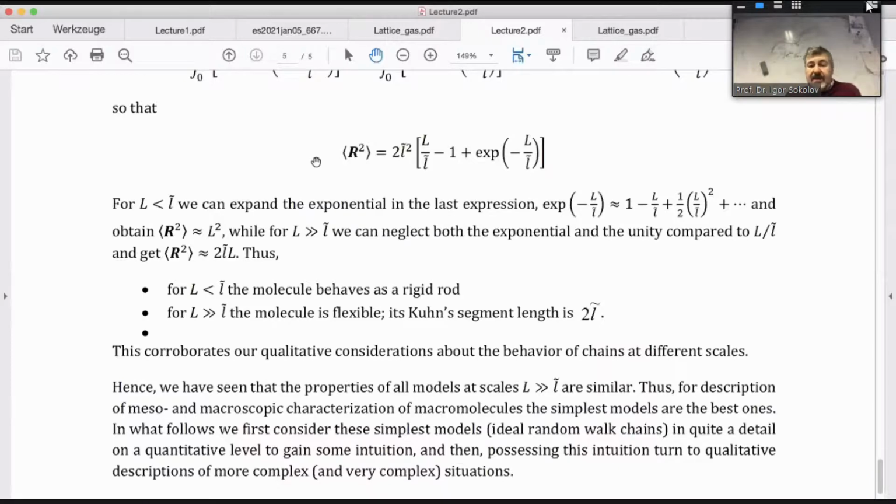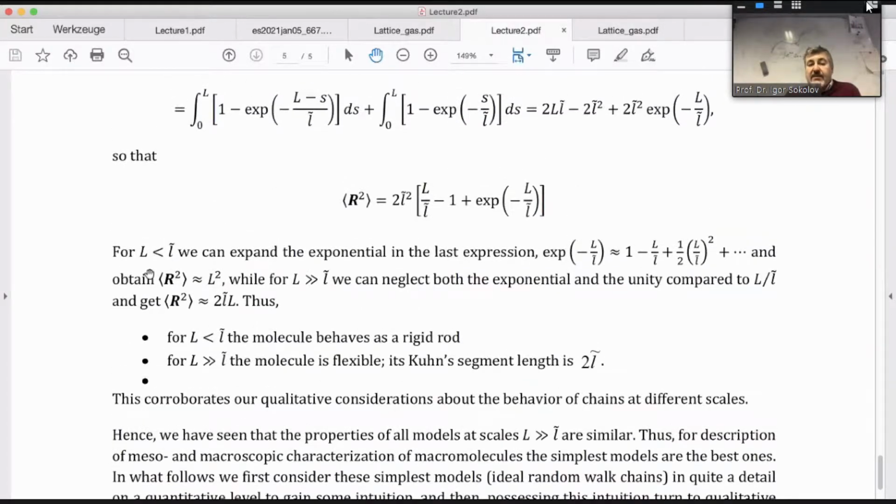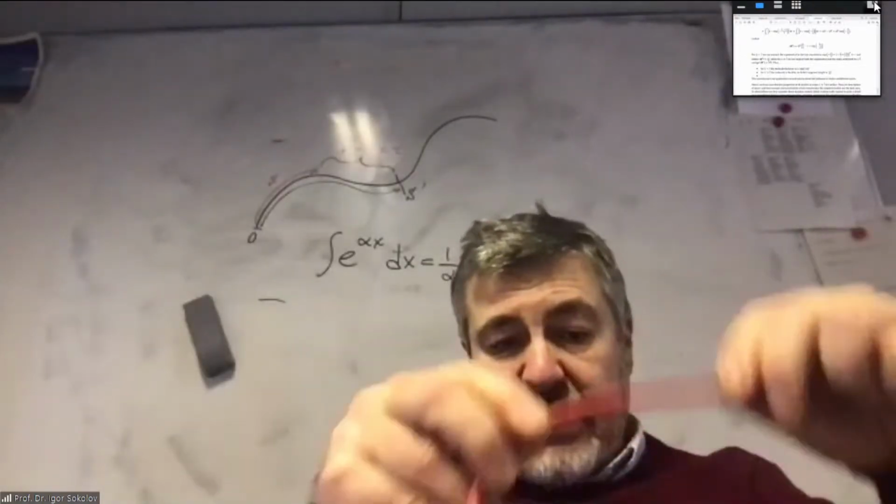And now let's have a look at the limiting behaviors. If the length is smaller than the corresponding persistence length, then I expand the exponential. This is small, and the exponential is 1 minus L over L tilde, and then this quadratic term comes, and essentially R squared is L squared. And it simply means that at very short length, very short chains, they behave practically like a rigid rod. You can hardly bend it.